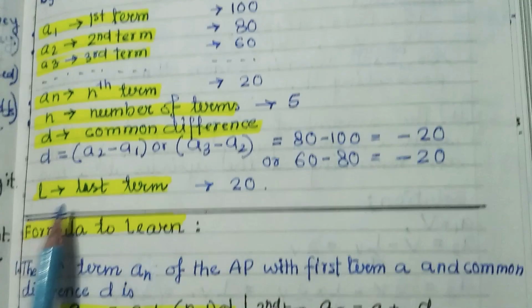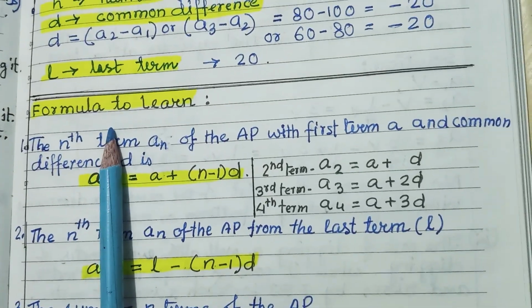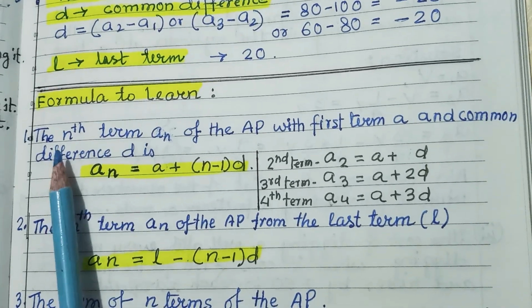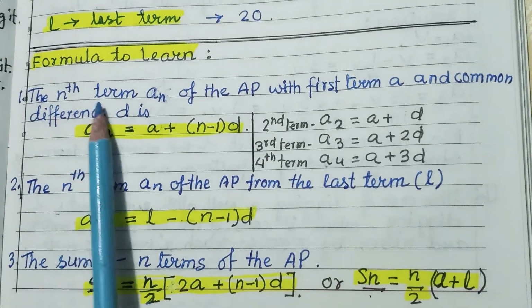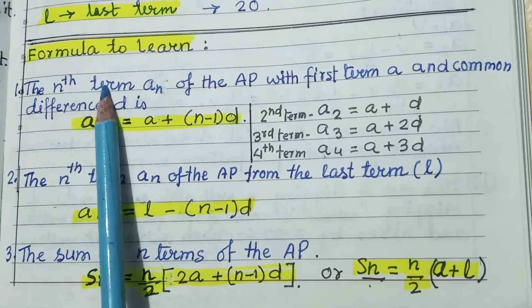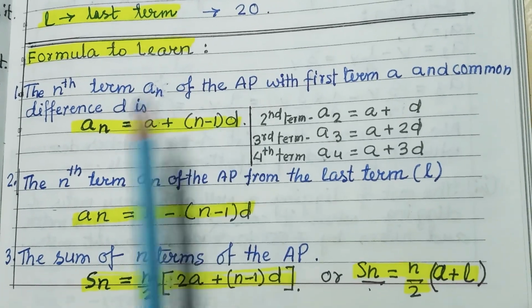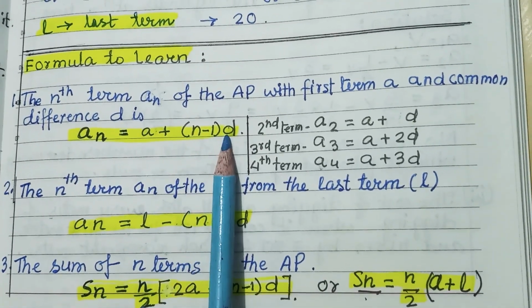Now, L is called the last term. The formulas to learn for the AP: there are only 3 formulas and very easy ones. The first is the nth term. If we consider the nth term, called AN, of an AP, AN is equal to A plus N minus 1 into D.